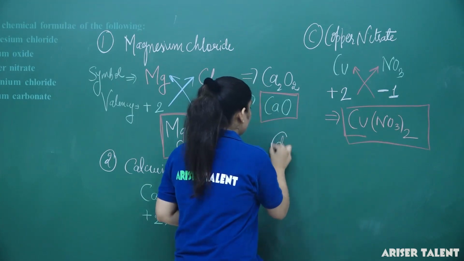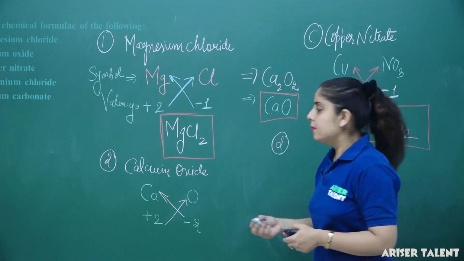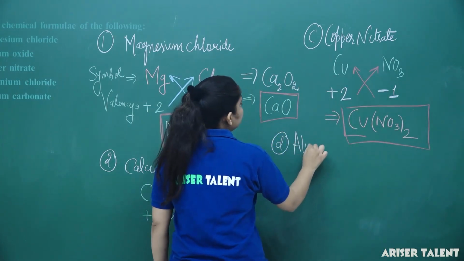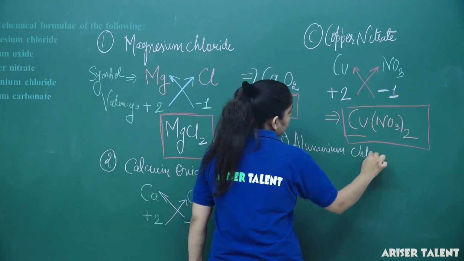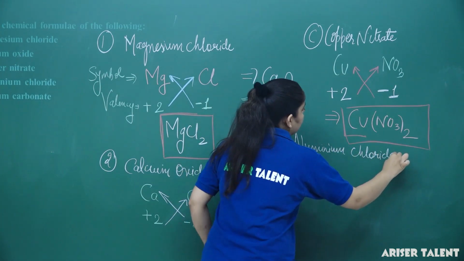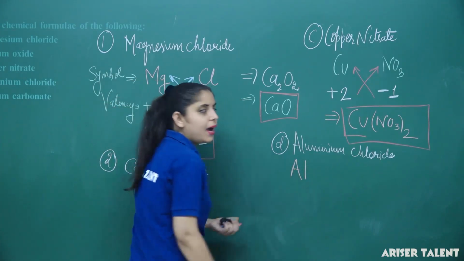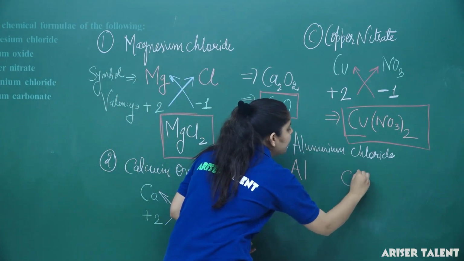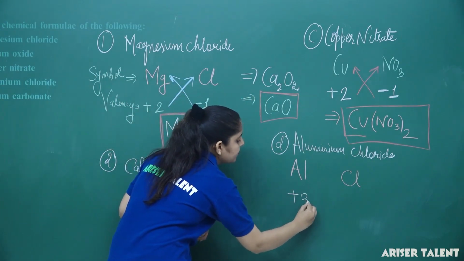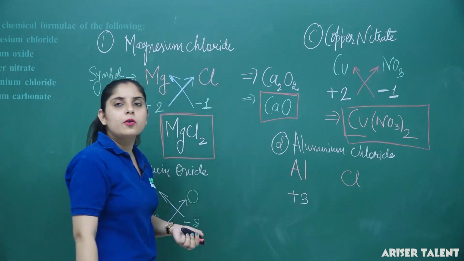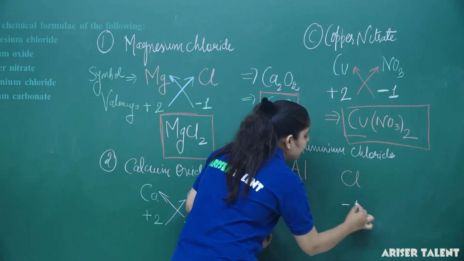Now, the compound number D is aluminium chloride. The compound D is aluminium chloride. Now, the symbol for aluminium is Al, and for the chlorine you have a symbol Cl. Now, aluminium is +3, and what is the valency for the chlorine? Chlorine is having a valency of -1.